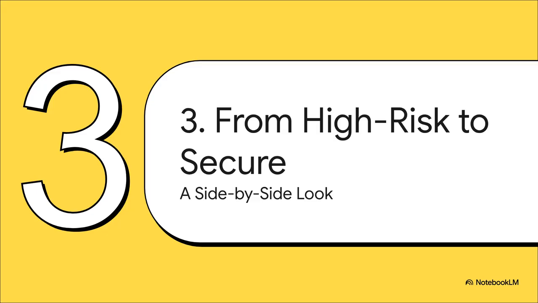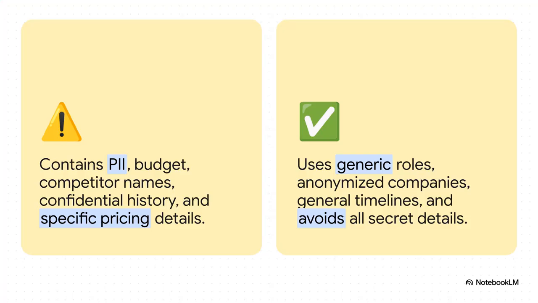Now for the fun part. Let's make this totally real by looking at a side-by-side comparison. On one side, we've got a prompt that is a complete data security nightmare, and on the other, a secure prompt that gets the exact same job done, but safely. Whoa, just look at the difference here. The high-risk prompt on the left is just packed with danger. You've got PII like a customer's actual name, a specific budget, a competitor's name, confidential history about a data breach, and even exact pricing. It's a complete disaster waiting to happen.